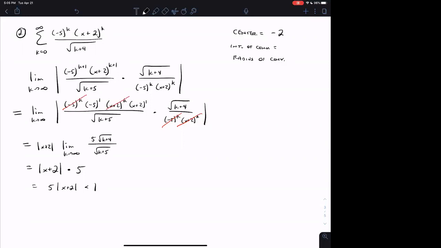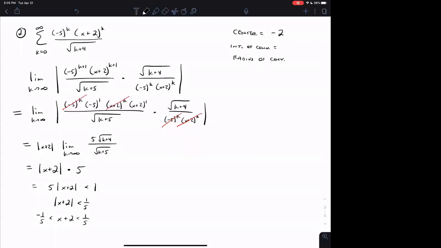So now we divide by 5 first. And now x plus 2 should be between negative 1/5 and positive 1/5. And I know this is weird algebra that most of us have not seen in quite some time, so please ask if we're not clear. Is everybody good on that?